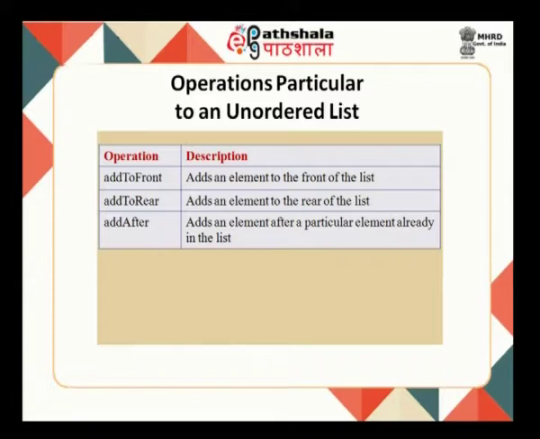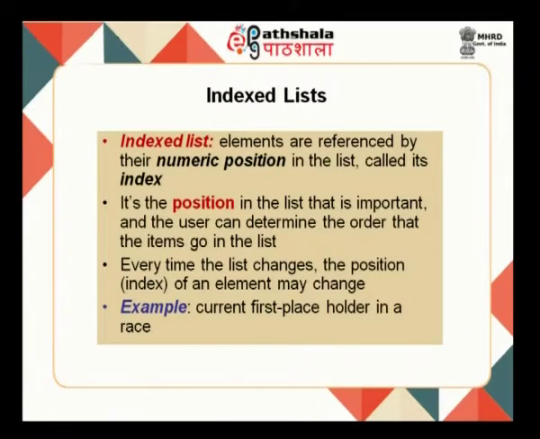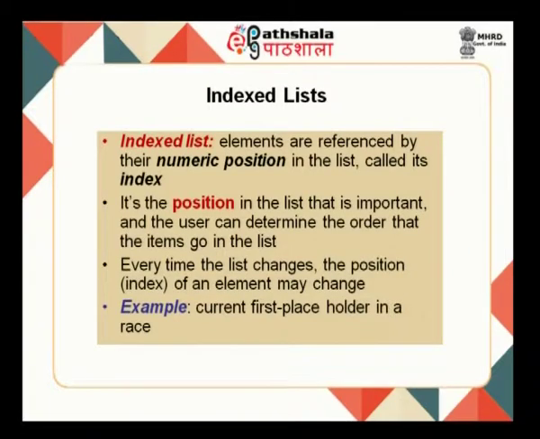The next is the index list. What is this index list? Lists are referenced by the numerical position in the list, which is called the index. So, there are three lists we were talking about: ordered list, unordered list, and index list. In an ordered list, the elements are placed according to their values, whether in ascending or descending order. The second was the unordered list, where the elements are just there, and the user can say where he wants to place what. Next is the position.